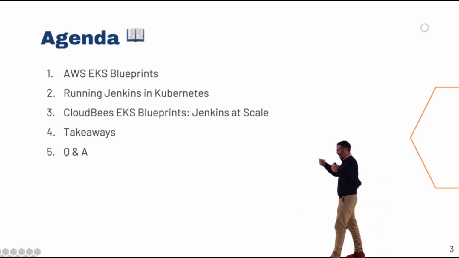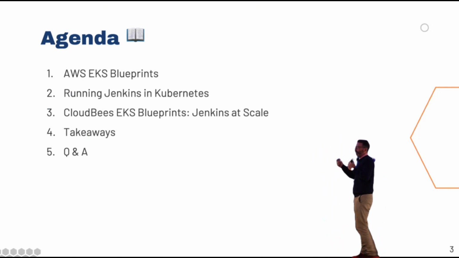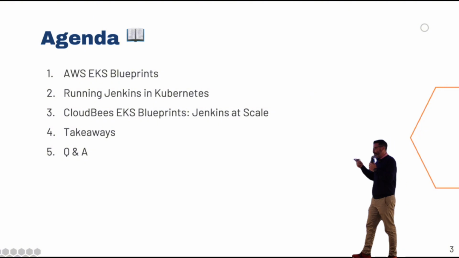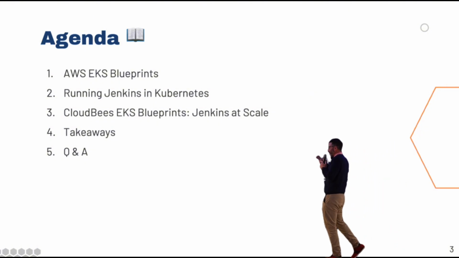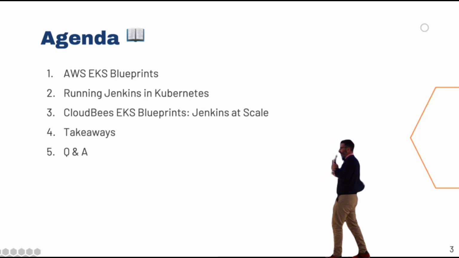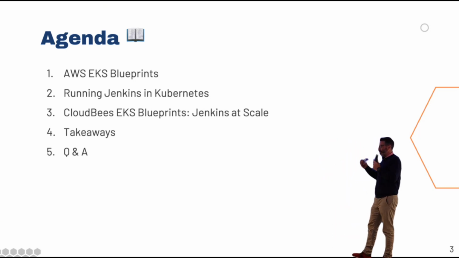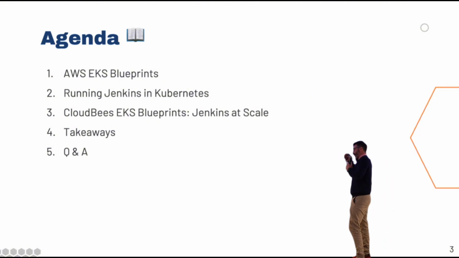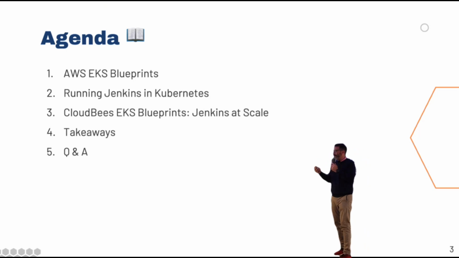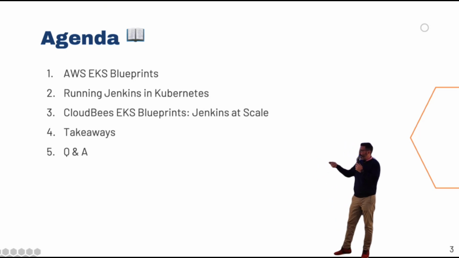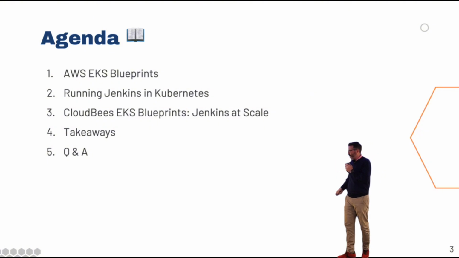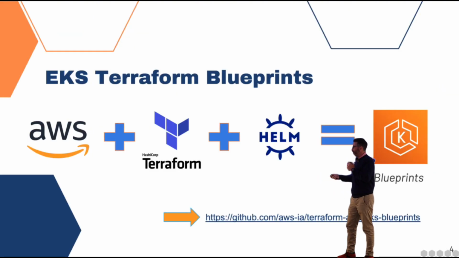So the agenda will be 3 blocks. First, we are going to talk about AWS. Second, we are going to talk about running Jenkins in Kubernetes. And lastly, we are mixing those concepts and seeing how we can use the AWS EKS blueprint with Jenkins to create the CloudBees EKS add-on. Finally, we go through takeaways and Q&A. I have calculated my time, and I think it fits perfectly in those 30 minutes.